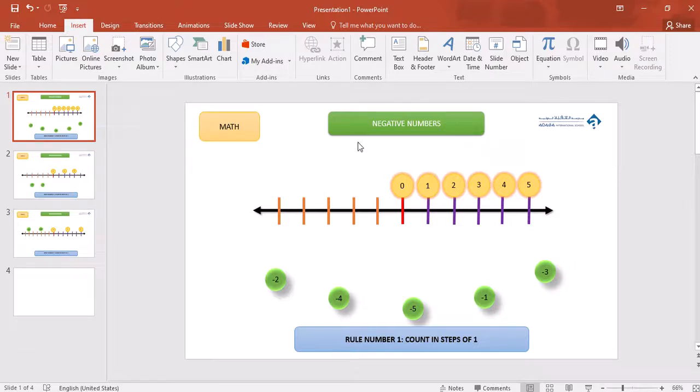So just wanted to tell you that we're using the negative numbers also to determine the temperatures. So the temperatures could be really cold. So how do we represent those temperatures? Let's first look at this number line over here. So let's have the numbers from 0 to 5. We're doing rule number 1 here, which is counting in steps of 1.